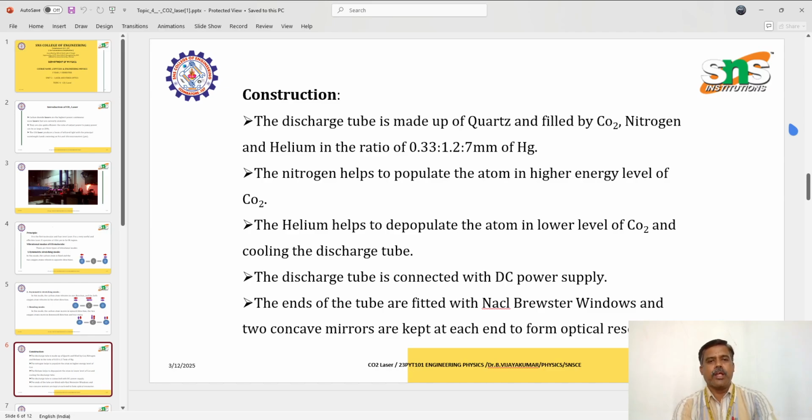The other two gases added in the CO2 laser are, first, nitrogen, which helps to populate the higher energy level of CO2. The second gas, helium, helps to depopulate the lower level of CO2 and cools the discharge tube. The discharge tube is connected to a DC power supply. The ends of the tube are fitted with NaCl Brewster windows, and two concave mirrors are kept at each end to form the optical resonator.